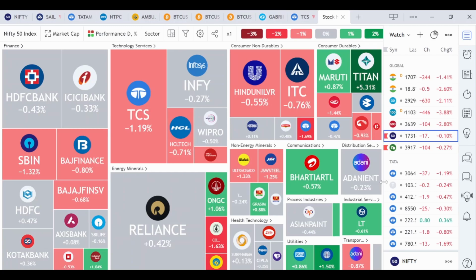So let's just get started with what are chart patterns. Chart patterns are basically the patterns which are formed in the charts and which help us to know in which direction the stock or the asset will go in the future. It helps us to predict the future.